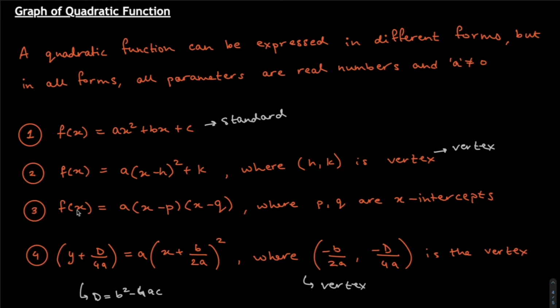And finally, I'm going to talk about equation 3, which is a normal a times x minus p and x minus q, where p and q are our x-intercepts. We factor out a later. First we make the factors and then we take a out. So we have x minus p and x minus q. Thus we can deduce the roots, or the x-intercepts, of the function, right?